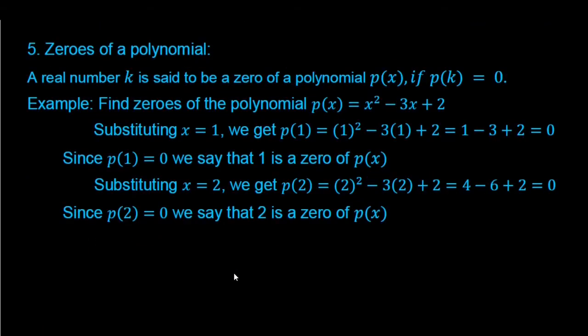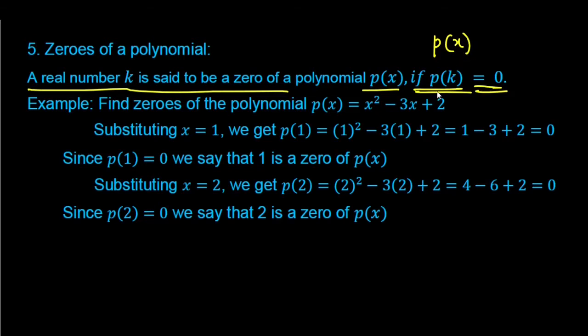What do we mean by zeros of a polynomial? A real number k is said to be a zero of a polynomial P of x if P of k is equal to 0. If the value of the polynomial P of x at x equal to k is 0, then this k is called a zero of that polynomial. Now let us take one example. P of x is equal to x square minus 3x plus 2.